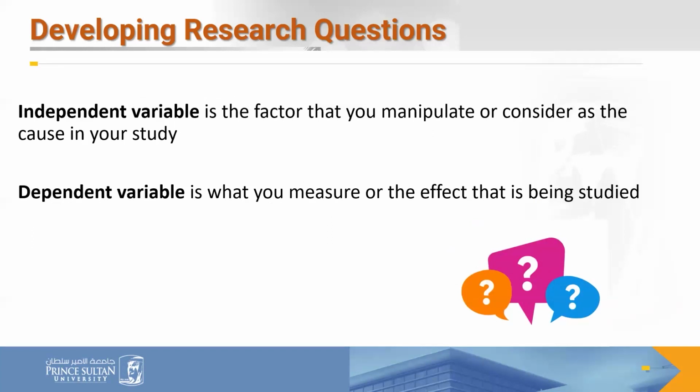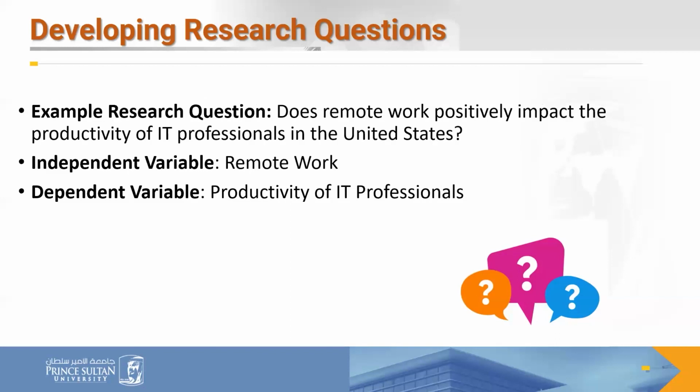So your independent variable, which is the factor you manipulate or consider as the cause in the study, and the dependent variable, which is what you measure or the effect that is being studied, are defined within your research question. So, for example, if we look at this research question, does remote work positively impact the productivity of IT professionals in the United States? We have the independent variable of remote work. This is the cause. And we have the dependent variable, productivity of IT professionals.